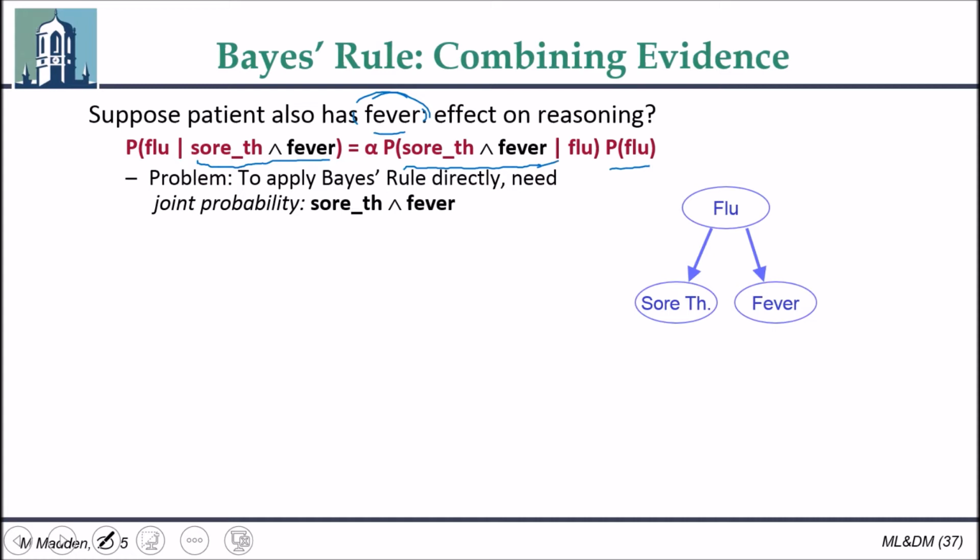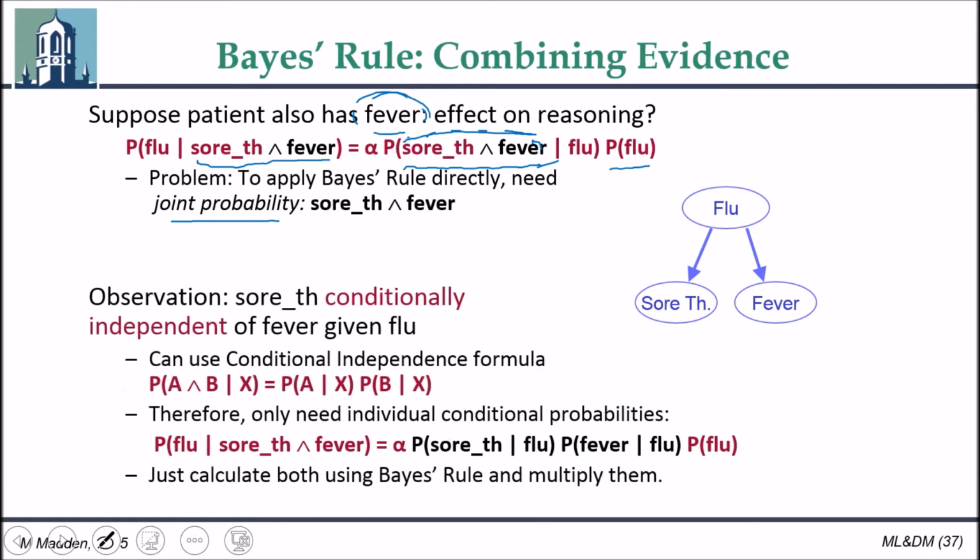Well, here we run into a problem. We've got this probability of sore throat and fever given flu. How are we going to come up with the combined probability of sore throat and fever given the flu? This is called a joint probability. And I spoke about joint probability tables earlier, and we know that they grow large very quickly.